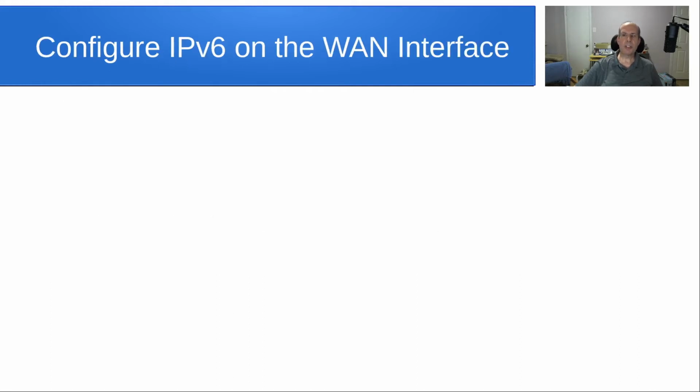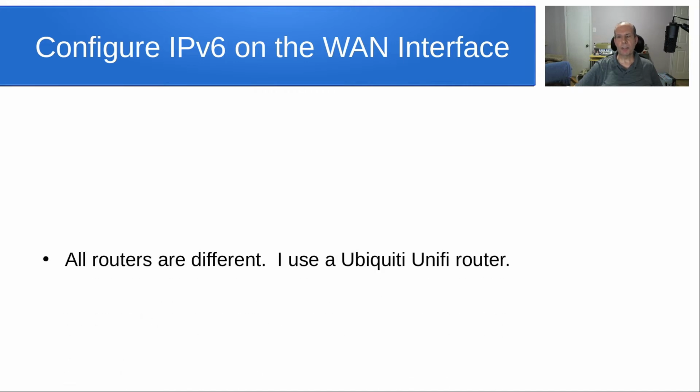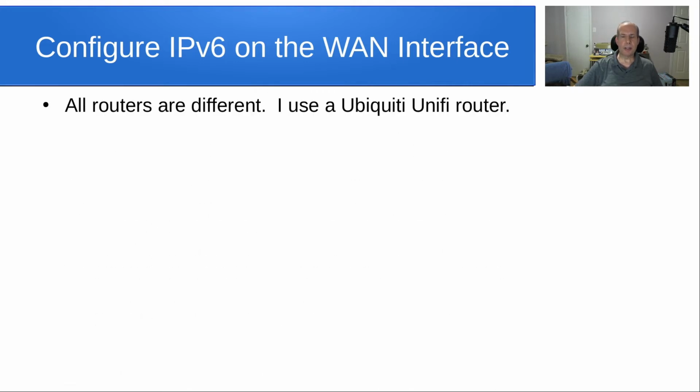All right, so let's configure IPv6 on the WAN interface. So all routers are different, unfortunately.